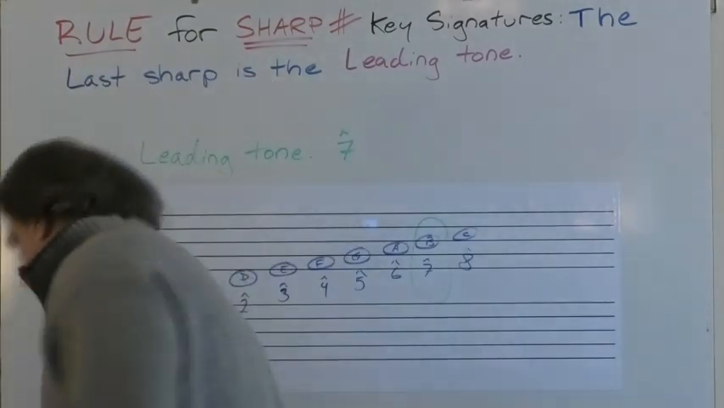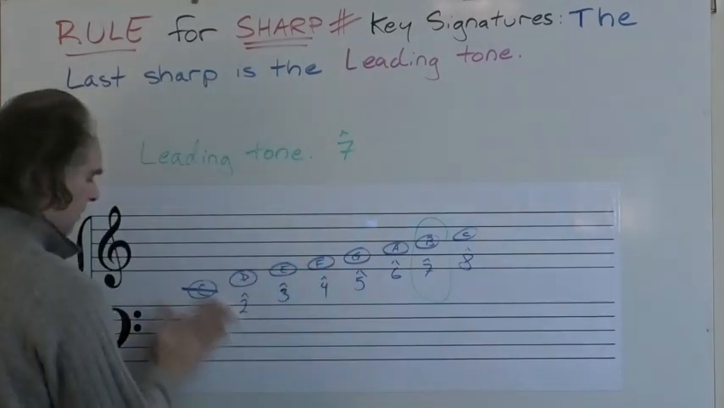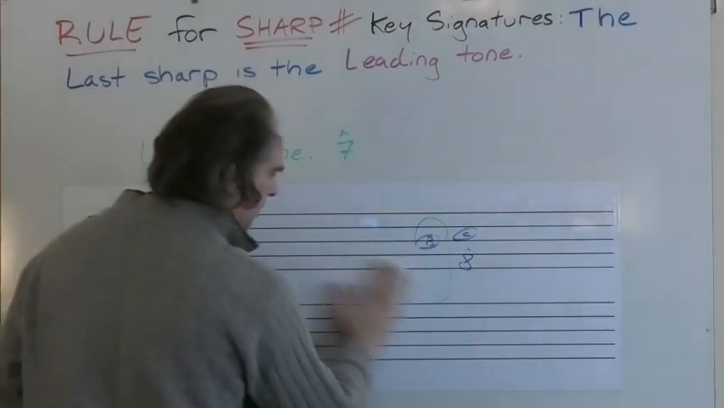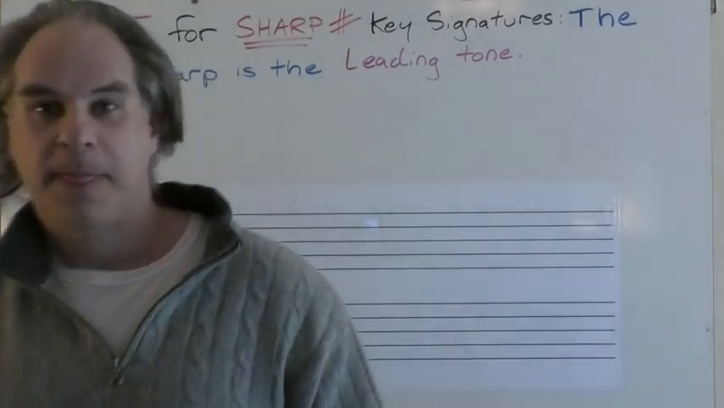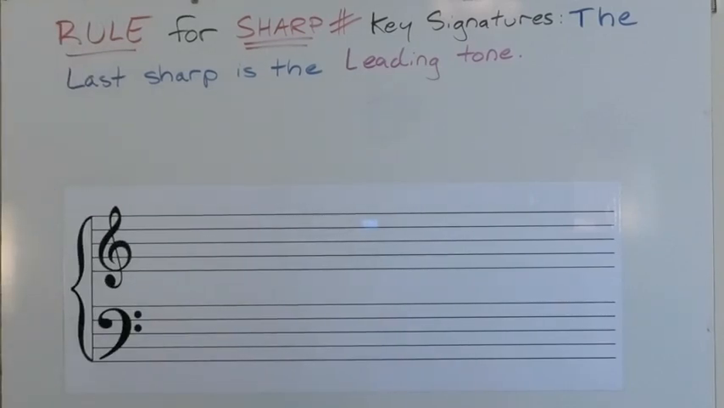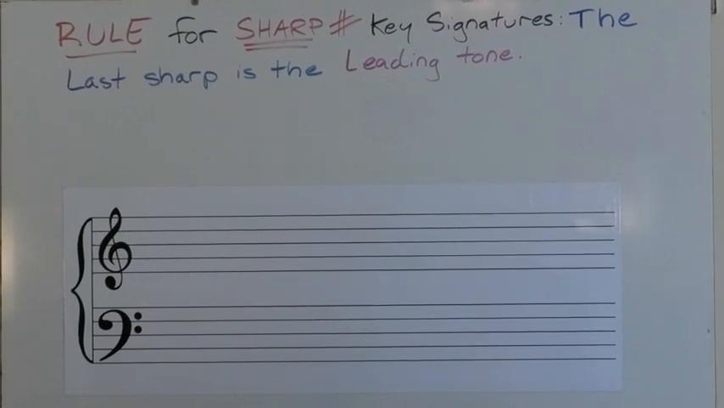Would a sharp key signature be a key signature with all sharps, or does it have to be mostly sharps? There's only all sharps. There's no key signature that combines sharps and flats.